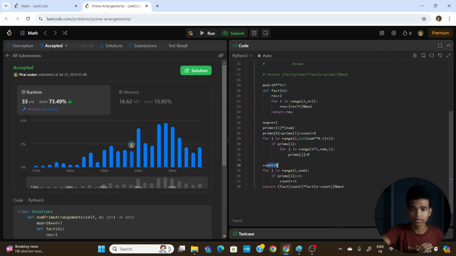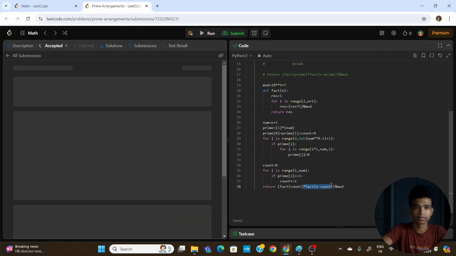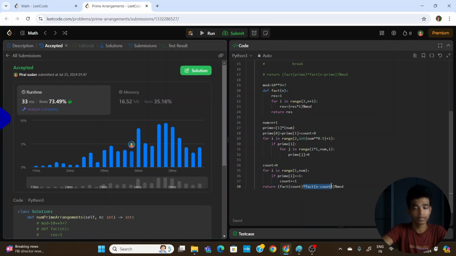So they will not be prime, right? And then count is equal to 0, for i in range of 1 comma num. If prime of i is equal to 1, then I will count this. Usually I just keep on going, and if it is 1, I will take this as a count. Fine. At last, I will return count into fact of n minus count. Let me submit it. Yes, it is accepted. Thank you.